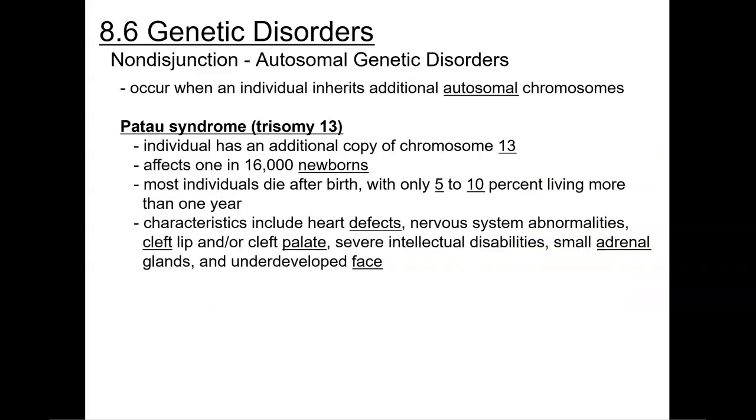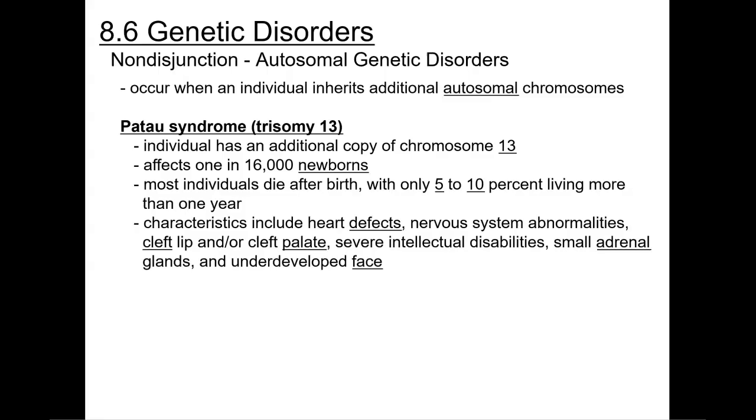Non-disjunction happens in autosomal genetic disorders, where it can occur in individuals that inherit an autosomal chromosome. So this is chromosomes 1 through 22. Now, it can happen in autosomal or sex chromosomes. We're going to talk about the autosomal first.